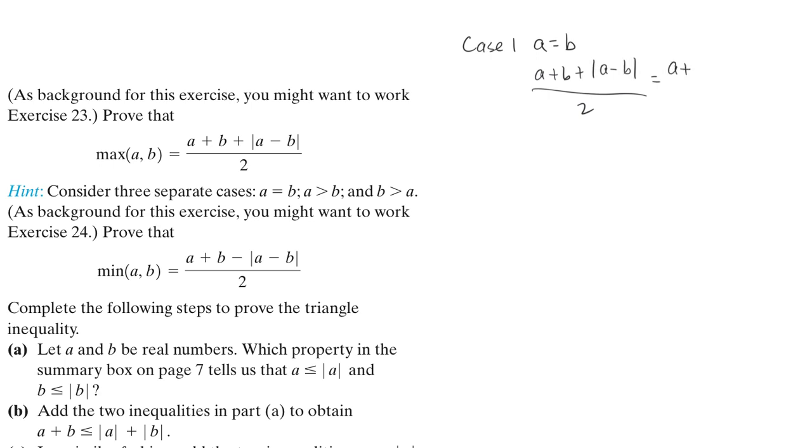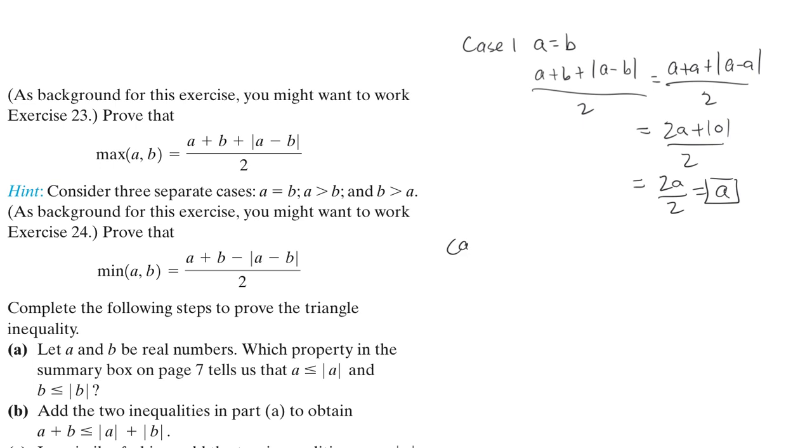just everything in terms of a, because a and b are the same. So there'd be a plus a plus the absolute value of a minus a, all over 2. So a plus a is 2a, and then the absolute value of a minus a is 0, so plus the absolute value of 0, all over 2. So that would be 2a plus 0, all divided by 2. So this is really just the value of a. Okay, so that's if a is equal to b.